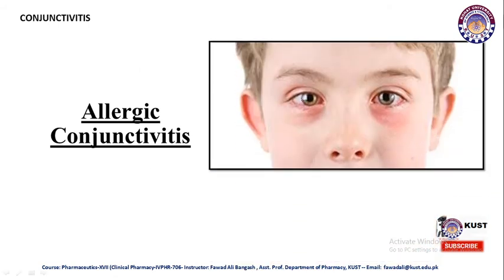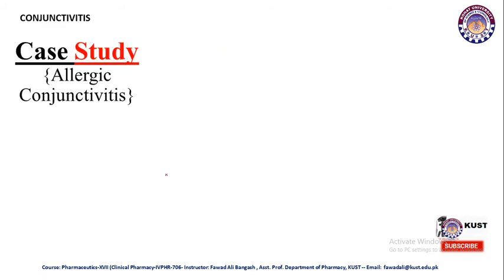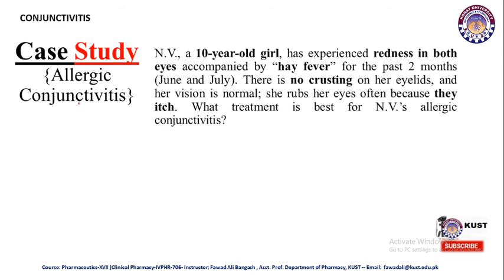conjunctivitis. Now allergic conjunctivitis. Here is a case study: NV, a 10-year-old girl, has experienced redness in both eyes, accompanied by hay fever for the past 2 months, June and July. In the case of bacterial conjunctivitis, the infection is produced in one eye, which is spread to the other eye by the hands. There is no crusting on her eyelids, but in bacterial conjunctivitis there is crusting. Her vision is normal. She rubs her eyes often because they are itchy. What treatment is best for NV's allergic conjunctivitis?